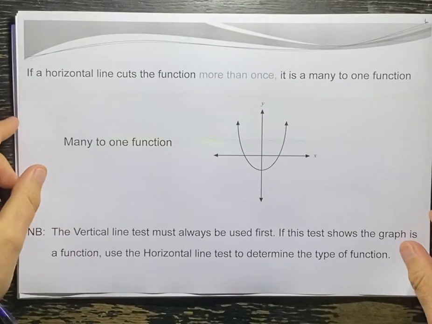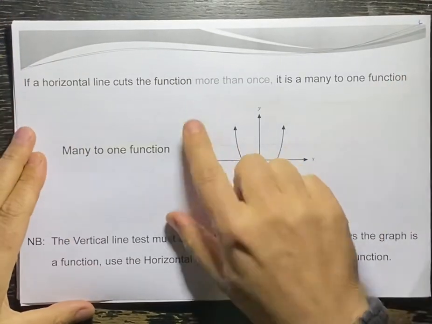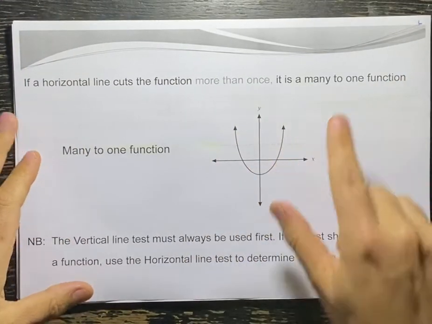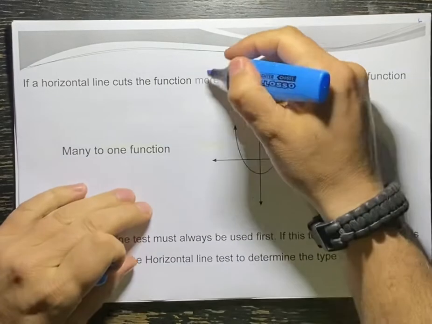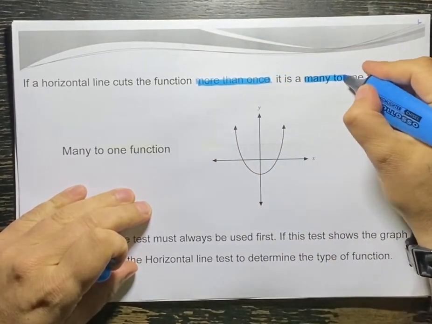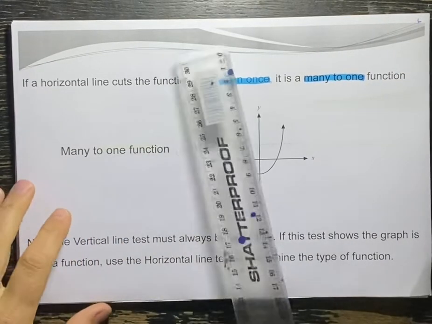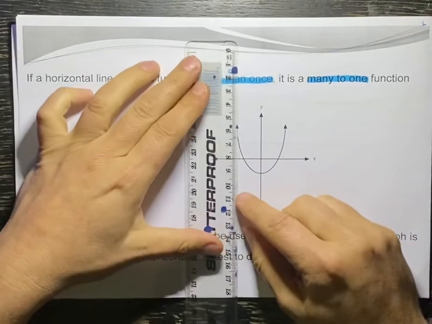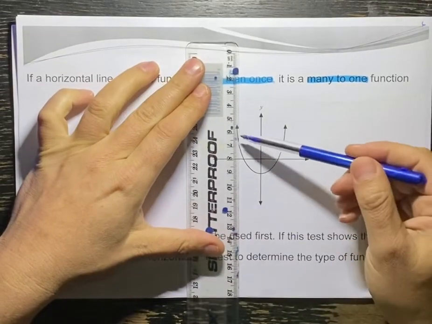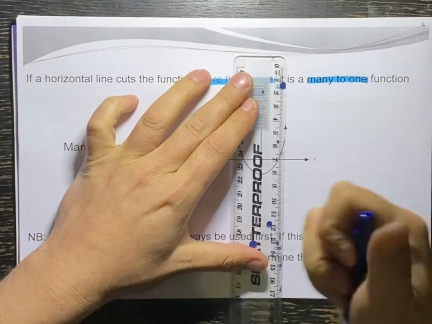If we have a look at this one over here, if a horizontal line cuts the function more than once, it is a many-to-one. So more than once, horizontal line test, it is a many-to-one. First of all, I'm going to see if this is a function. So we take the vertical line, and you can see here, it is cutting the graph only once, each time I move it along. Okay, so we know it's a function.